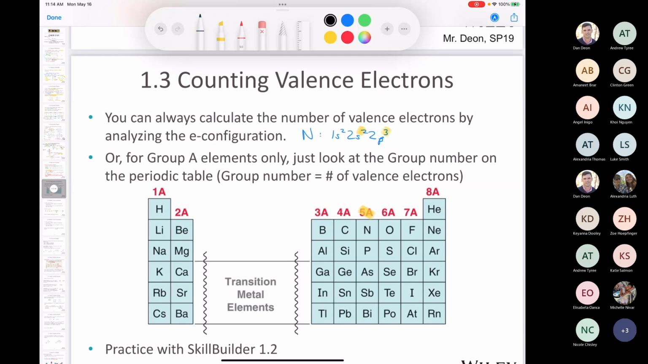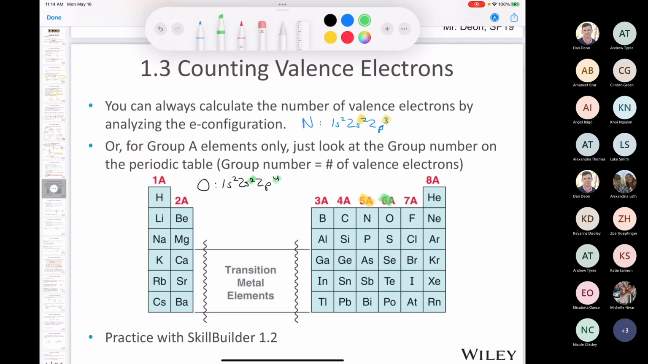I'll scribble oxygen down here. Oxygen is 1s2, 2s2, 2p4. It's in group 6A, and it has 1, 2, 3, 4, 5, 6 valence electrons. So just by looking at a group number, you can determine the number of valence electrons in an atom. This is something we're going to look at many, many times throughout the course, and it won't take you long to memorize that oxygen has 6 valence electrons, fluorine has 7, etc.